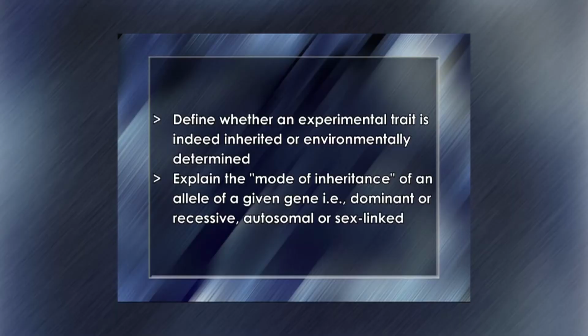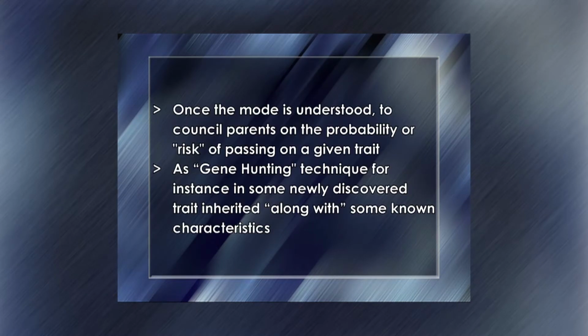Human pedigree analysis is usually performed for the following reasons. Number 1, to define whether an experimental trait is indeed inherited or environmentally determined. Number 2, to explain the mode of inheritance of an allele of a given gene, that is, dominant or recessive, or autosomal or sex-linked. Number 3, once the mode is understood, to counsel parents on the probability or risk of passing on a given trait. Number 4, as a gene hunting technique, for instance in some newly discovered trait inherited along with some known characteristics.